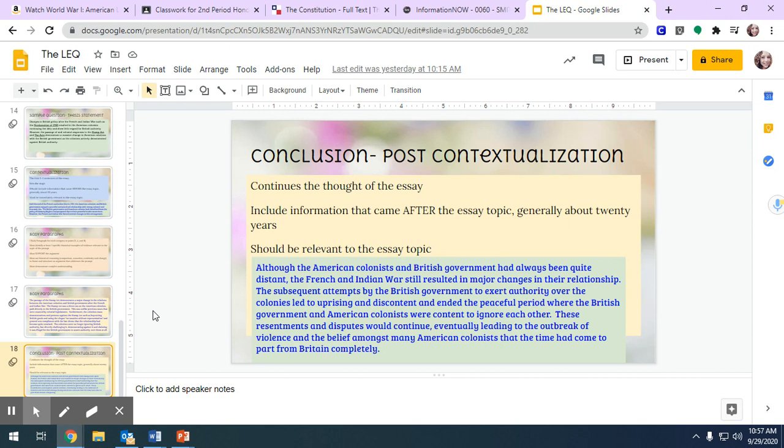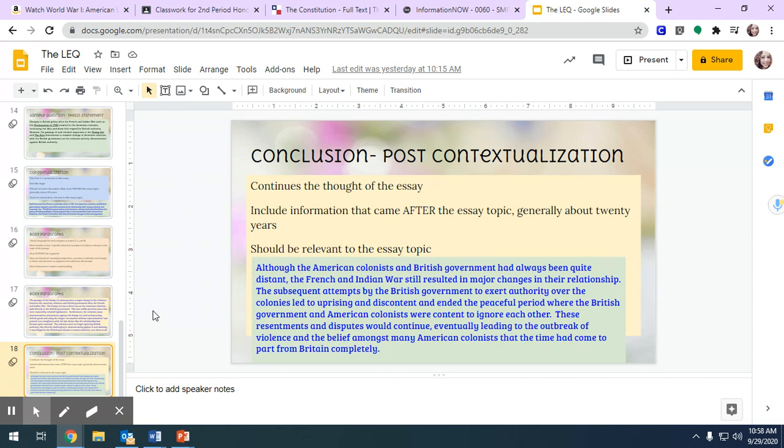I mentioned, don't go for the happily-ever-afterisms. Don't go into, and this made America great, and this is what made us the great country that we are, and this sort of stuff. Get away from the little cheesy stuff like that. It's not relevant. It won't help you out. Keep your conclusions narrow. Again, the post-contextualization. Keep it within like 20 to maybe 50 years. Don't go on the crazy stuff that's like a century later.